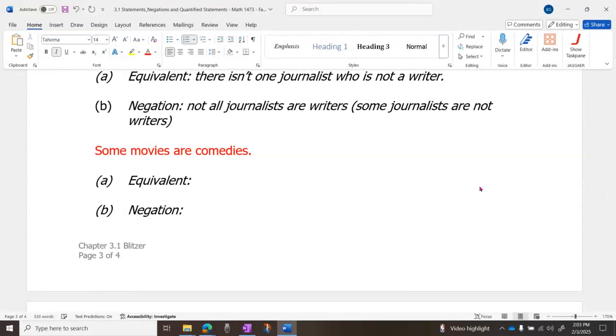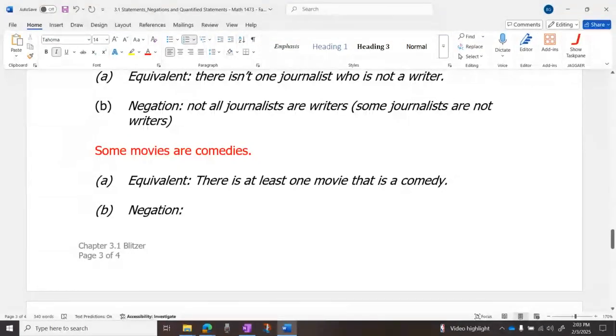Okay, let's find an equivalent way to describe "some movies are comedies." I can say there is at least one movie that is a comedy. They mean the same thing, right? Some movies are comedies. It itself is a true statement for sure. A true statement is easier to find the equivalent, and a false statement is easier to find the negation. Some movies are comedies. It means the same as: there's at least one movie that is a comedy.